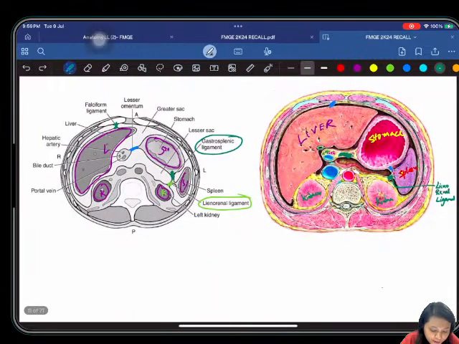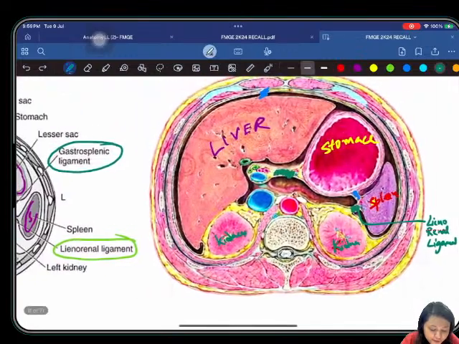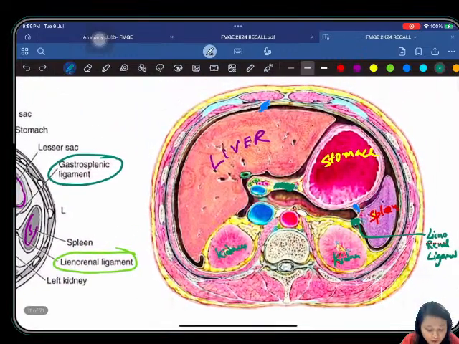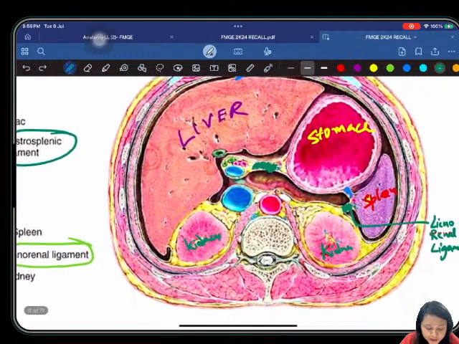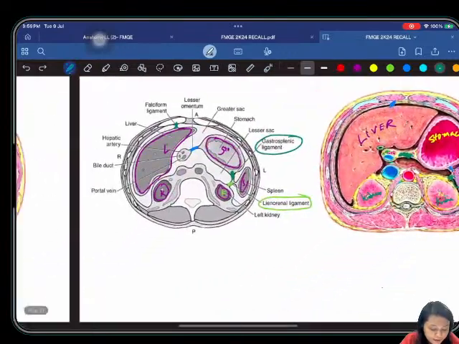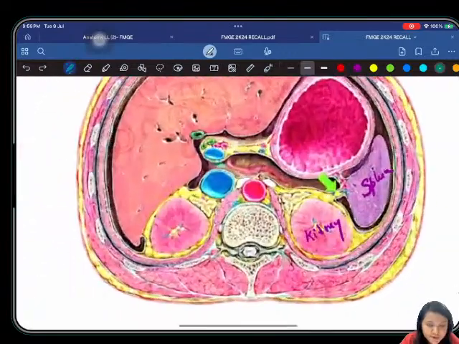Okay, the question came on the lienorenal ligament at the T12 segment, so you also have to know about the cross section of the body. That is how the spleen and kidney, the ligament joining them is the lienorenal ligament. Okay, this was the question asked.